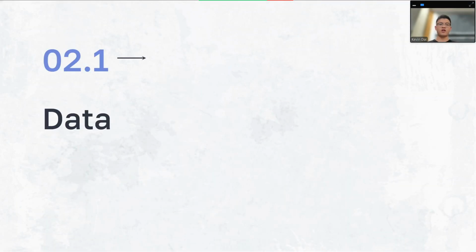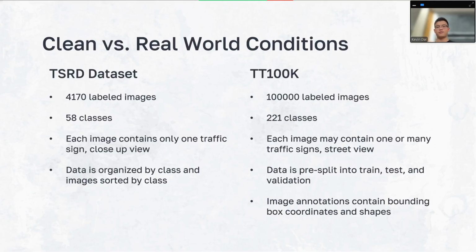And this is why for our data, we're using the TSRD dataset, which contains over 4,000 labeled images spread across 58 classes, with each image containing only one traffic sign at a close-up view. The data is also organized by class. But most importantly, we're using the TT100K dataset, which contains 100,000 labeled images spread across 221 classes, with each image containing multiple traffic signs at the street view.